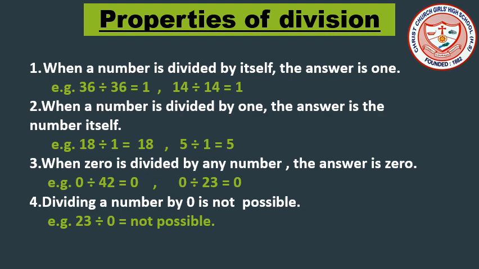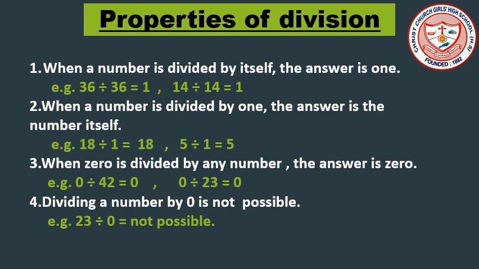Can you recall that? Yes. The product of a number and 0 is 0. That means 0 into any number equals 0. Similarly, 0 divided by any number equals 0. So girls, I hope you understood, right?